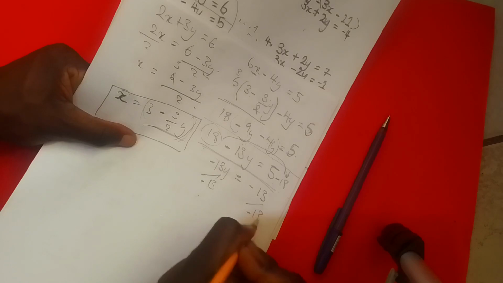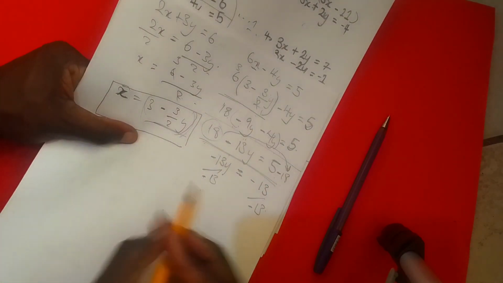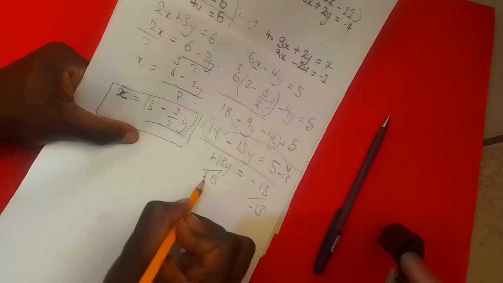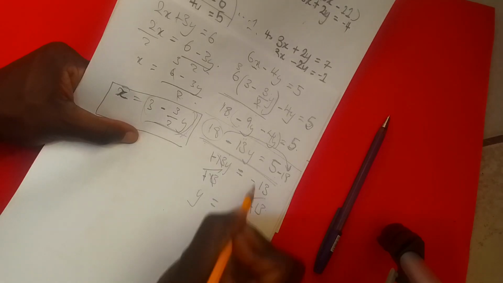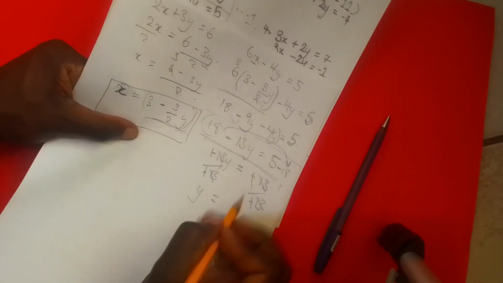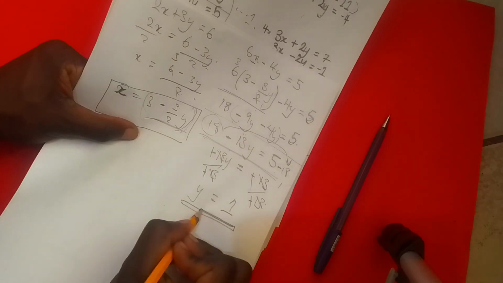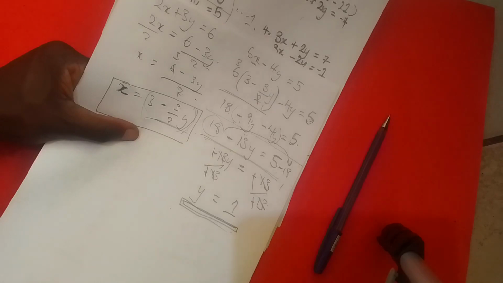We know that a negative divided by a negative is equal to a positive. The negative sign will cancel, and 13 into 13 is 1, which means y is equal to 1. Okay, so we are not done yet.